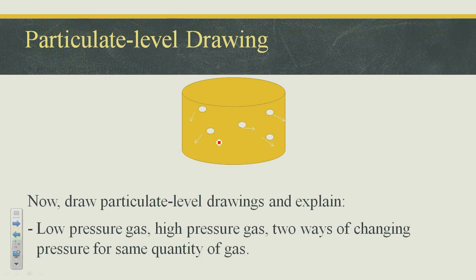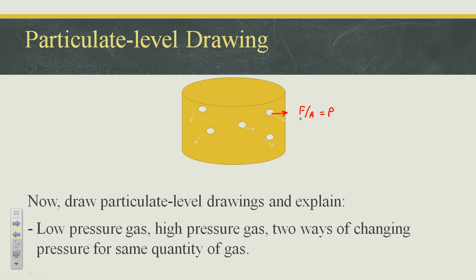And at the particulate level, if you had to draw gases as particles, let's draw and see some. So here are five different gas particles. KMT says that the intermolecular forces of attraction between them are negligible. So gas particles move independently of each other. When the gas particles collide with the wall of the container, they exert a force, and this force per unit area is called pressure.